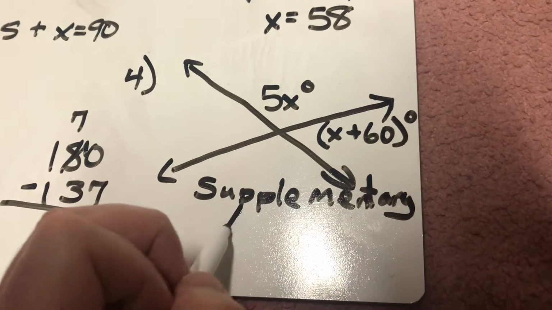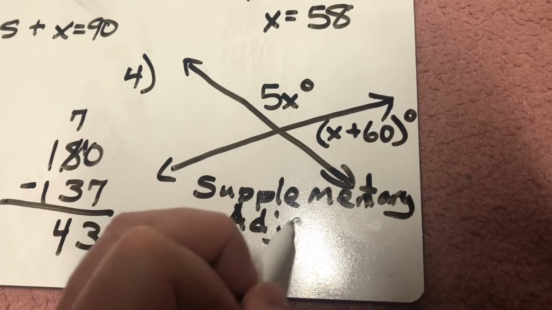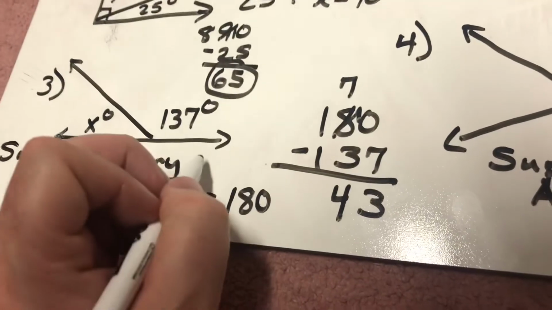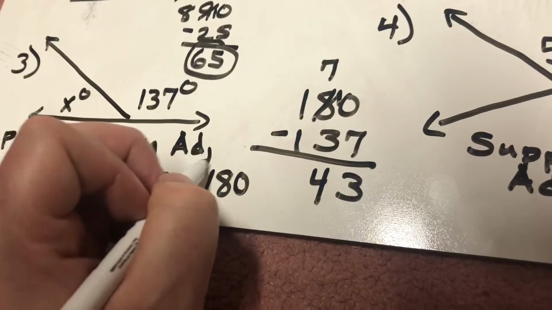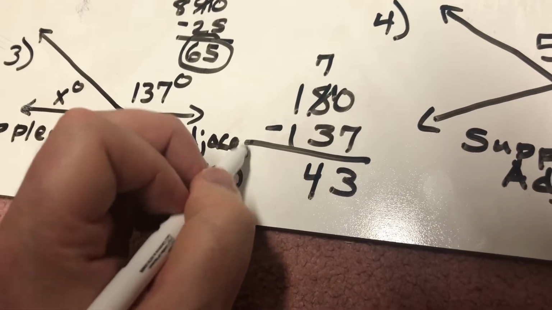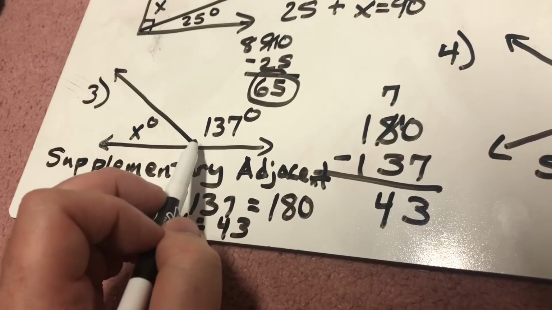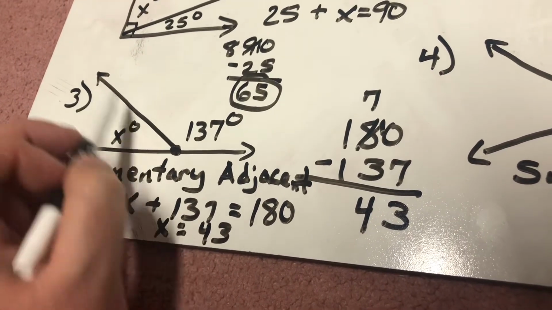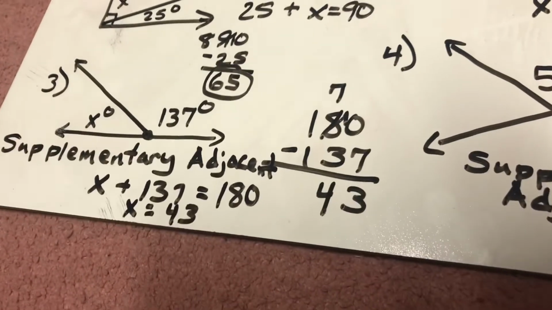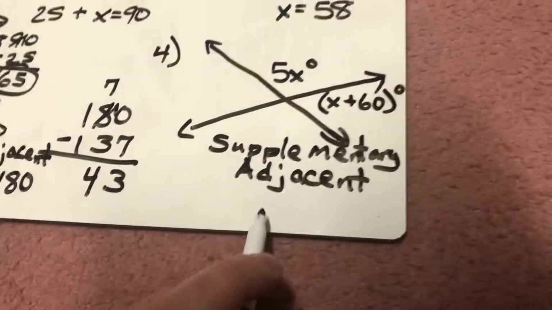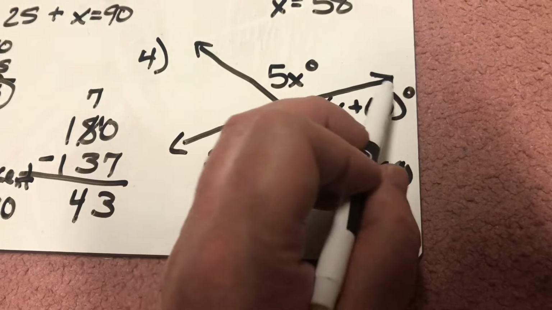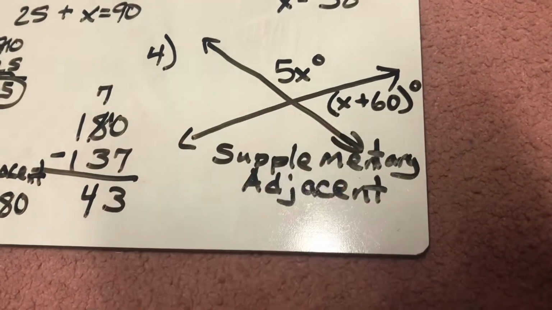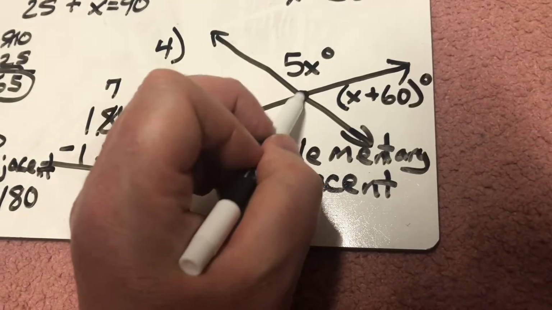And they would also have to be adjacent. Technically, these two would also have to be adjacent as they share a vertex right here and they share a side right here. This angle has this side, this angle has this side. So they'd be supplementary and adjacent. Same with this one. They're sharing a side right here for this angle, sharing a side right there for that angle. And they're sharing a vertex right here.